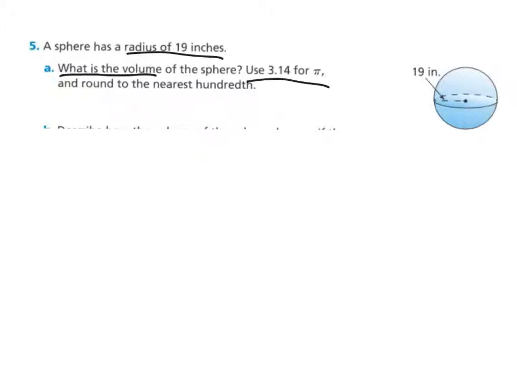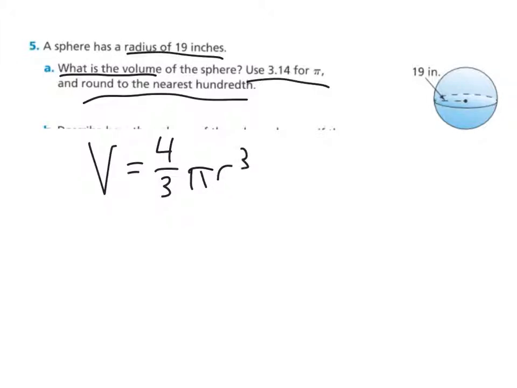And they want us to use 3.14 for pi, round to the nearest hundredth. So much less involved problem here. Pretty straightforward. We're just going to start with our formula.